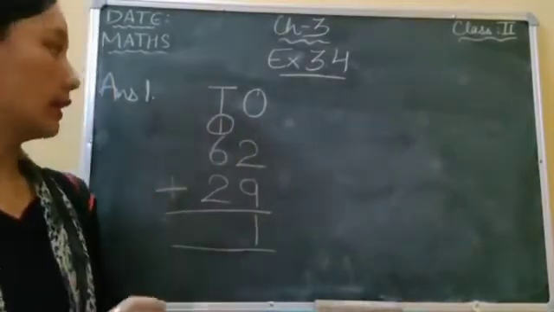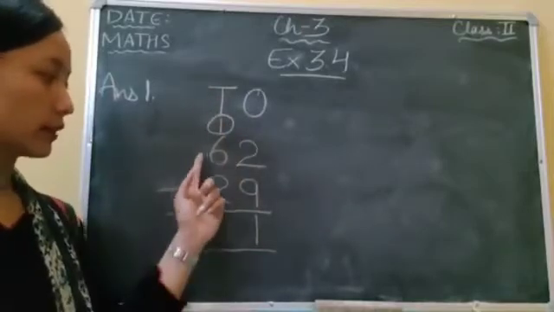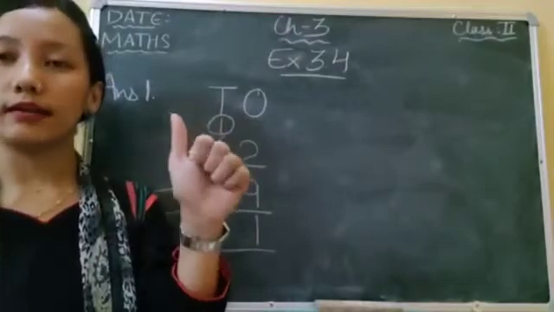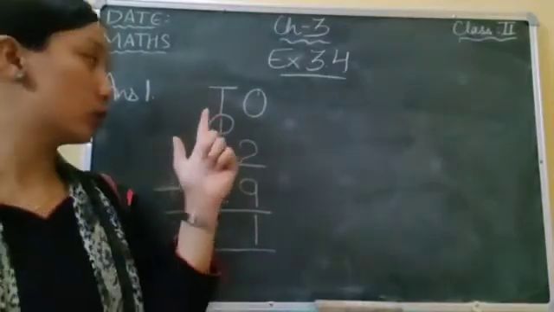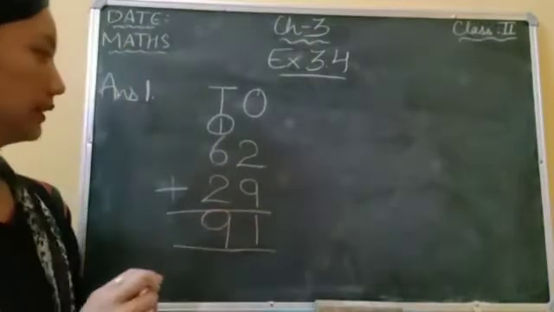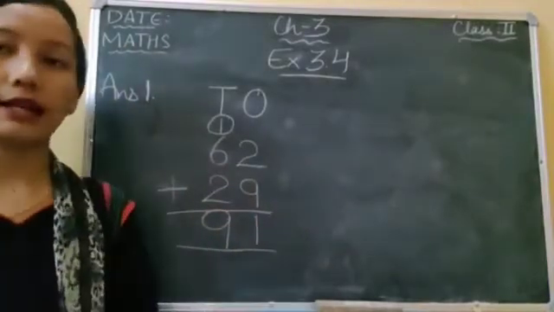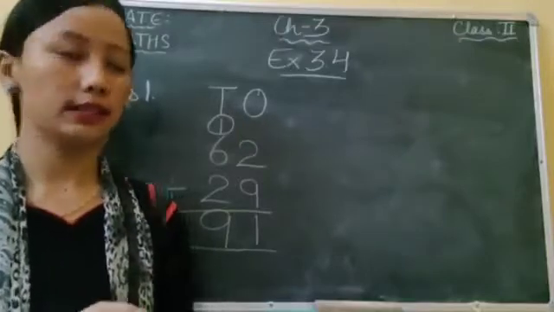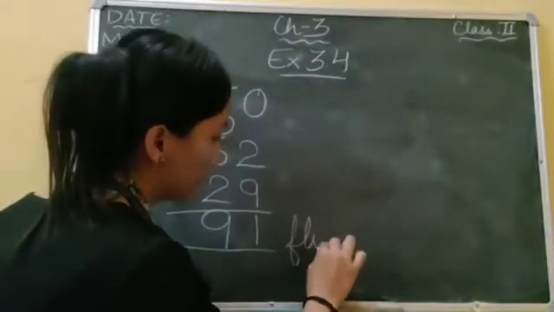Okay. Now let's add the tens column. 6 plus 2, 6. Count to 2, 7, 8. 8 plus 1, 9. Right. 9. That means 91 flowers are there in all in the garden. Right? 91 flowers are there.